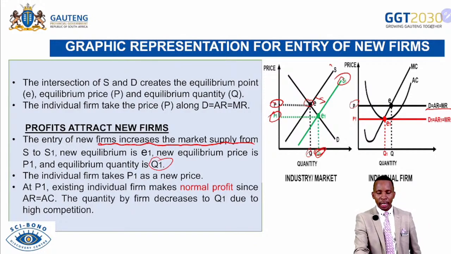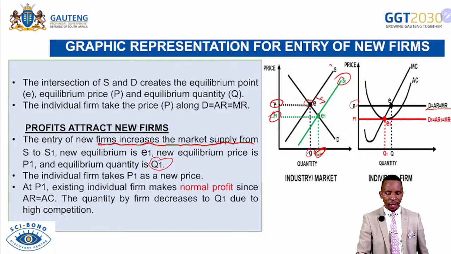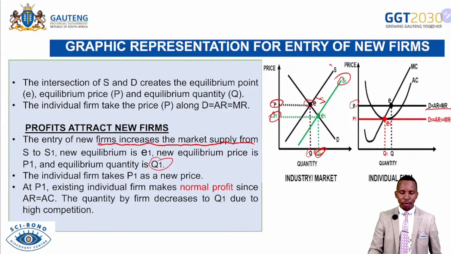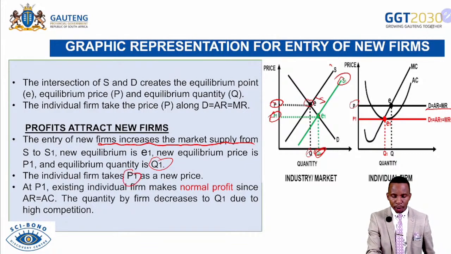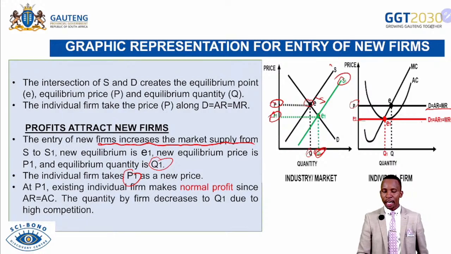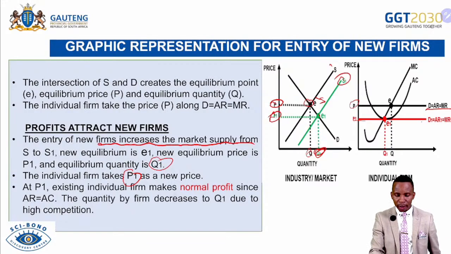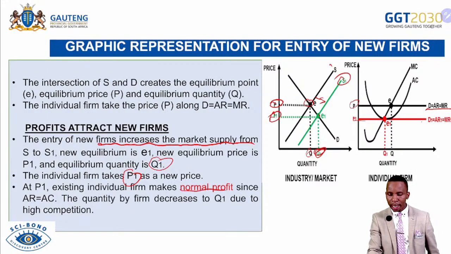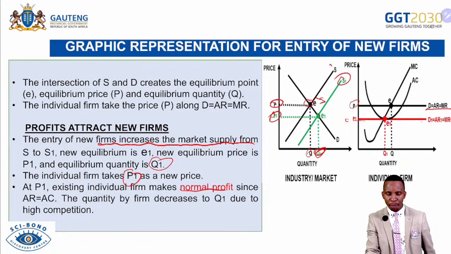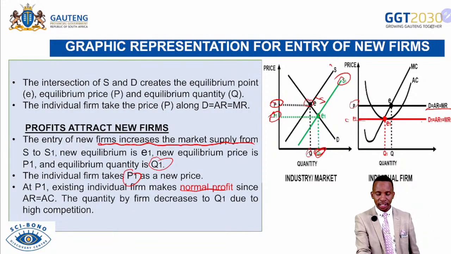They are both the equilibrium price and equilibrium quantity, which is new. And then the individual firm takes the price at P1. This P1 is taken by the firm straight up there along. Then we have D1 equal to AR1 equal to MR1. And then at P1, the existing individual firm makes a normal profit. So at P1 here, the firm is making normal profit because AR equals AC. You can see they are all equal here.